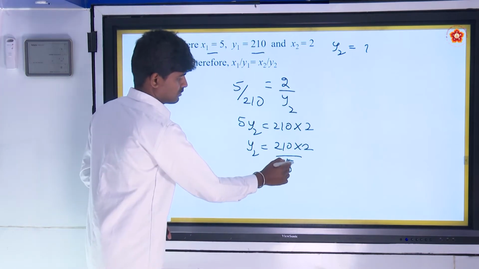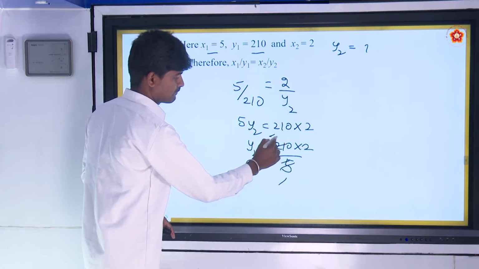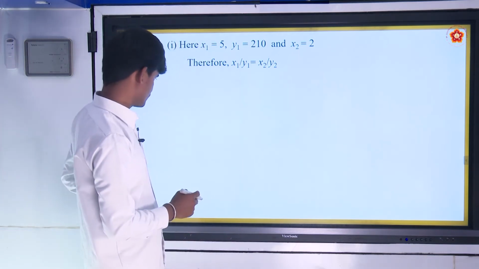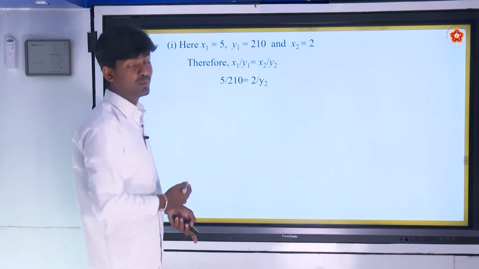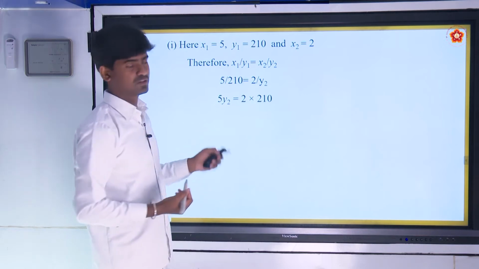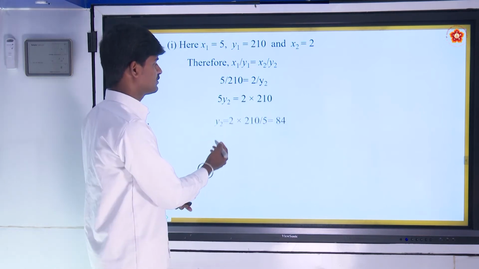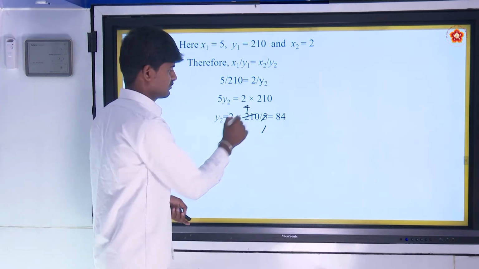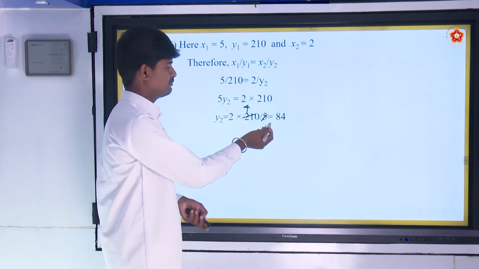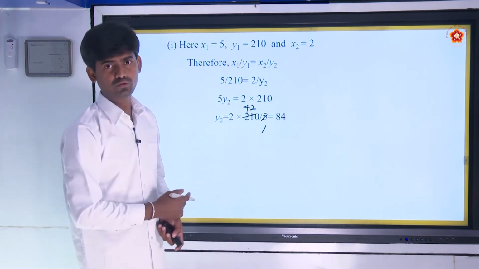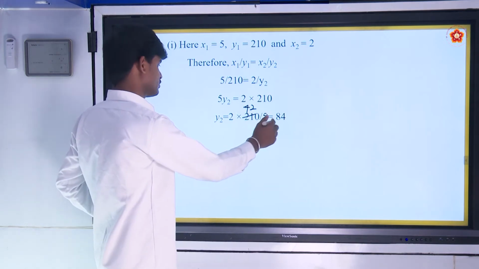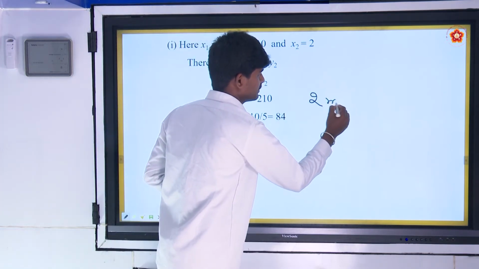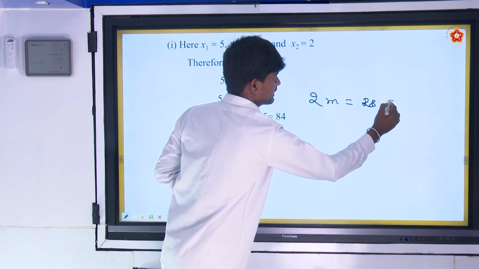5 ones are 5, 5 4s are 20, 5 2s are 10. So 42 into 2 is equal to 84. Means y2 is equal to 84 rupees for the 2 meter cloth. For 2 meter, the cost is 84 rupees.